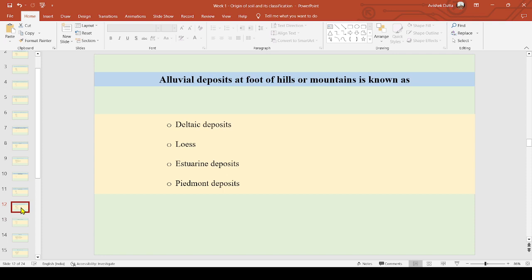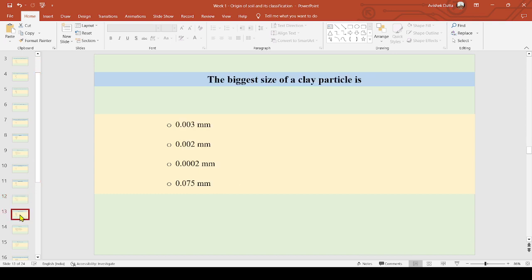So till now, whatever we have covered, the questions were related to the origin and transportation of soil. From slide number 13, from this question, we come to the classification of soils based on their grain size distribution and based on their plasticity characteristics or composition. So next question is, the biggest size of a clay particle is?